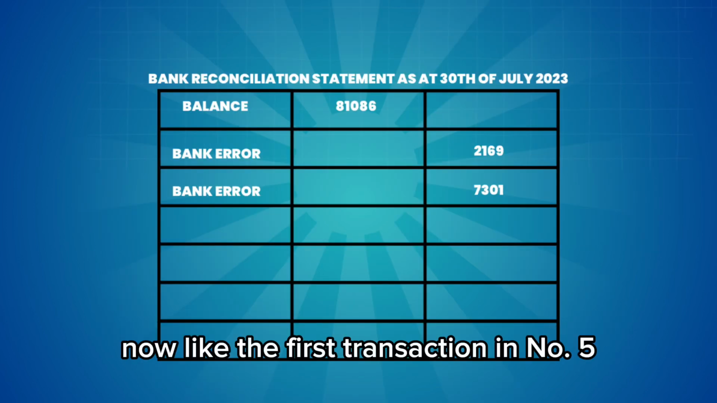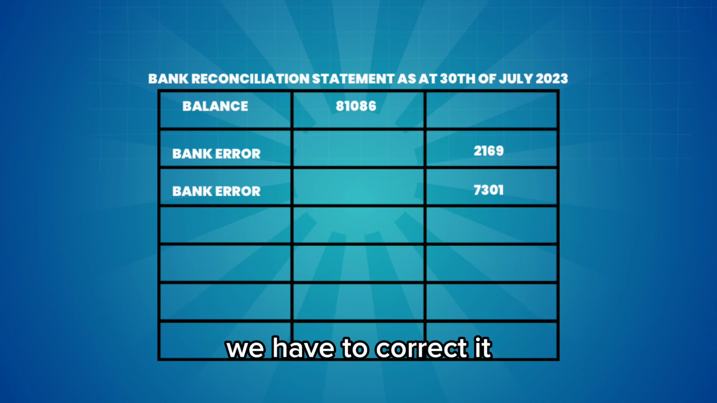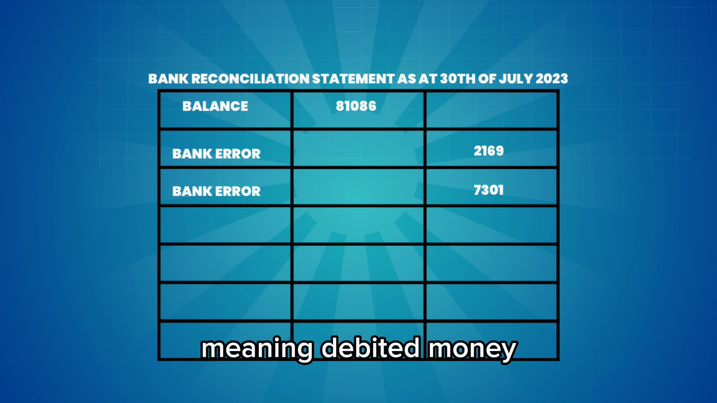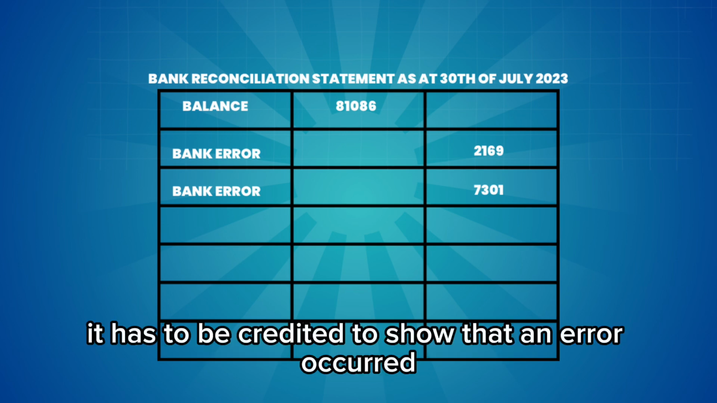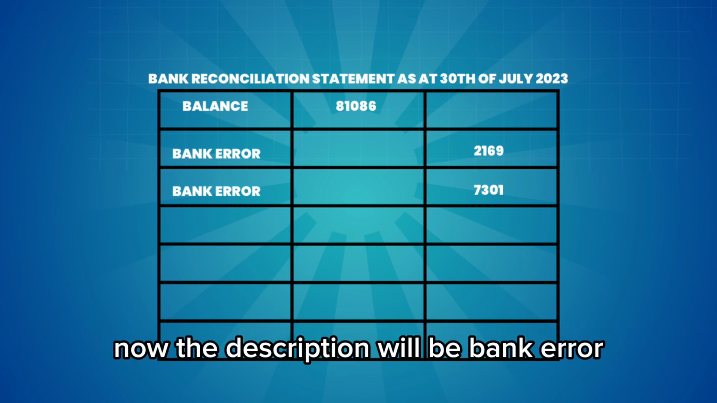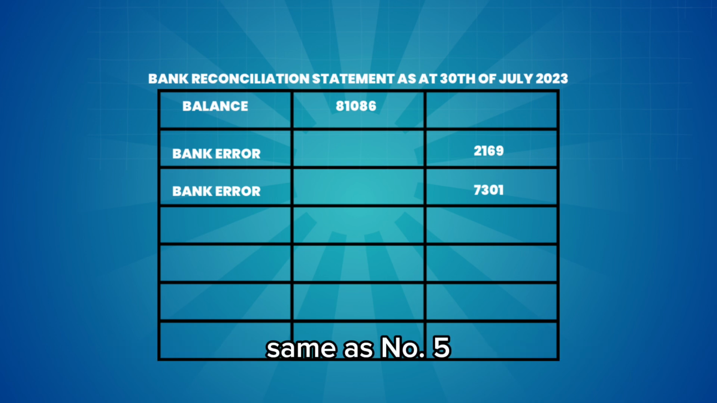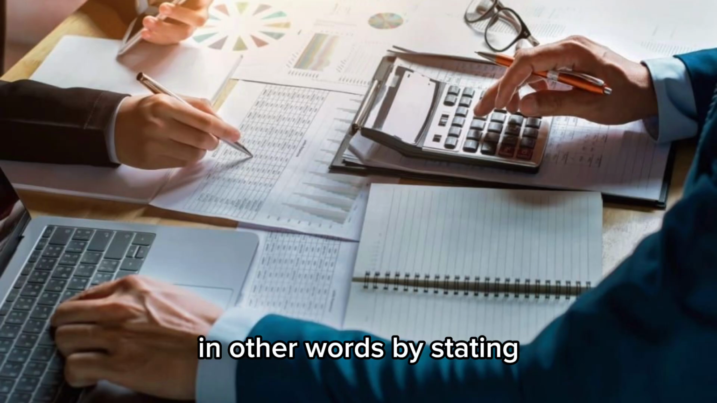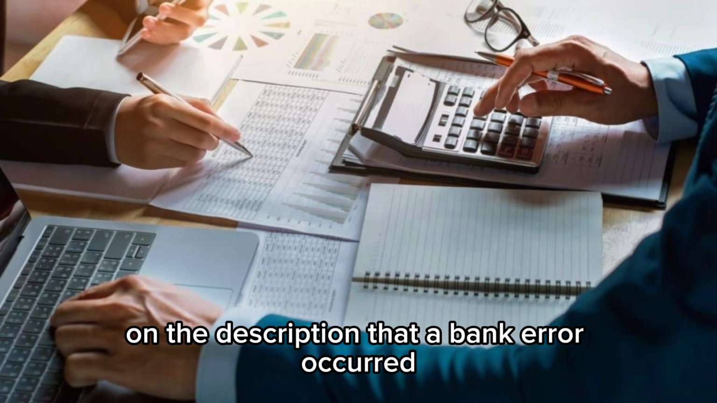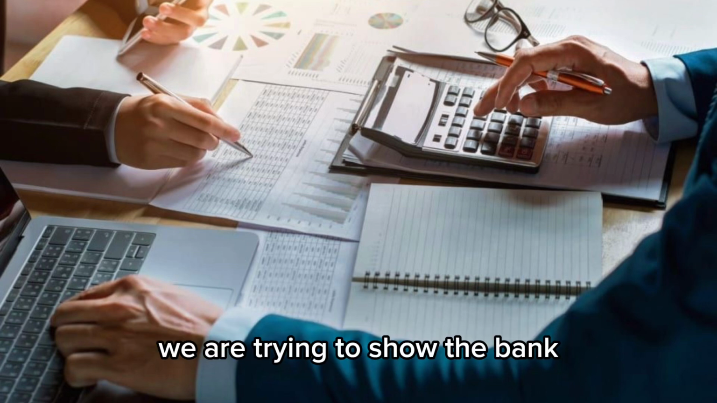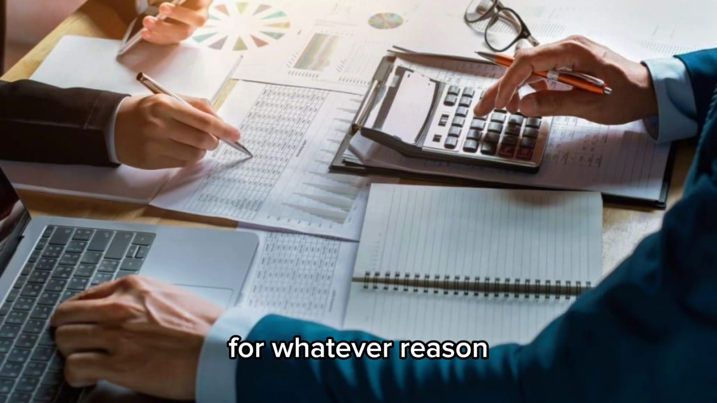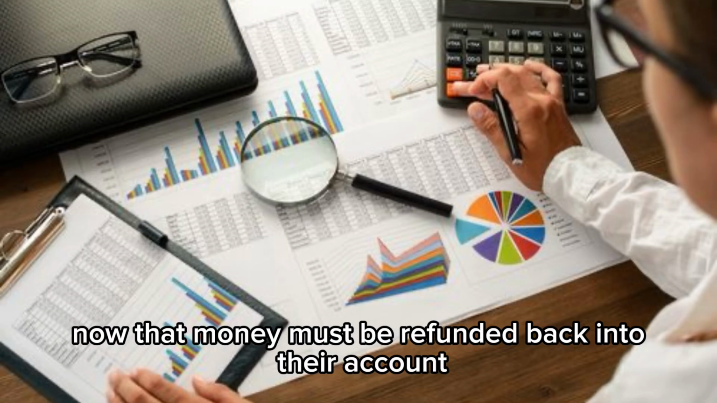Now, like the transaction in number 5, we have to correct it in our business reconciliation statement. Because the bank took away money, meaning debited money, it has to be credited to show that an error occurred. Now, the description will be bank error, same as number 5. And then the amount of 7,301 Rand will be credited. In other words, by stating in the description that a bank error occurred and then crediting the amount, we are trying to show the bank that they incorrectly removed money from our account for whatever reason. Now that money must be refunded back into the account.